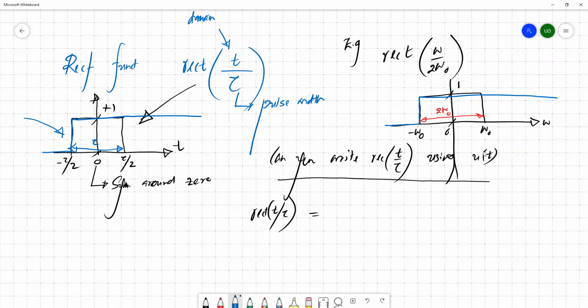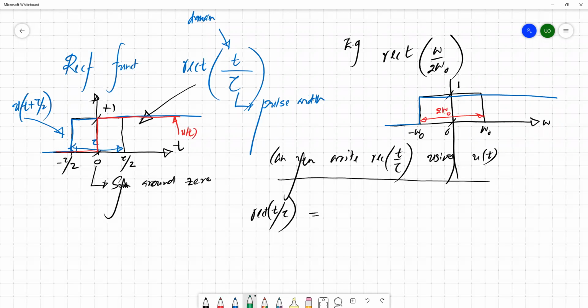So this is shifted to the left-hand side. Then this becomes u(t + tau/2). So u(t) is something like that. This becomes a shifted version of u(t) to the left-hand side of the time axis, so it becomes u(t + tau/2).